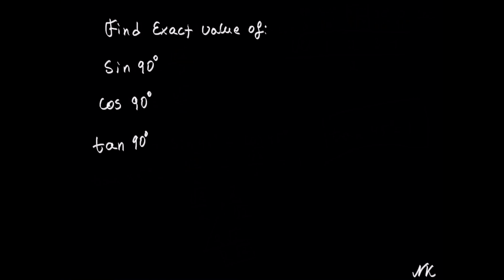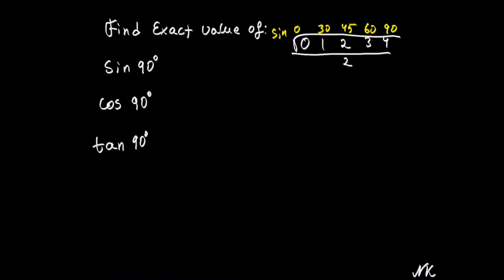In this example, we need to find exact value of sine of 90 degrees, cosine of 90 degrees, and tangent of 90 degrees. So let's begin with deriving our reference, which is 0, 1, 2, 3, 4. We take square root of this thing and divide everything by 2. Sine reference goes from left to right, so we have 0, 30, 45, 60, 90, and cosine goes from right to left, so we have 0, 30, 45, 60, 90.